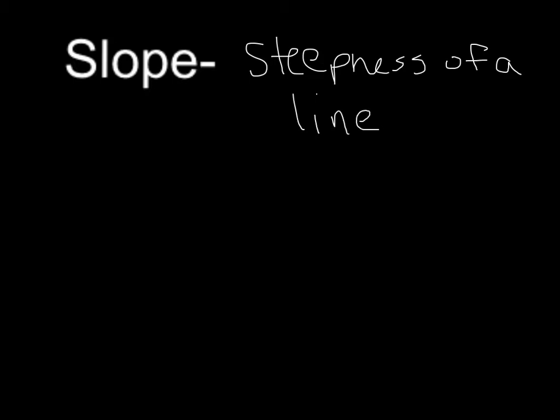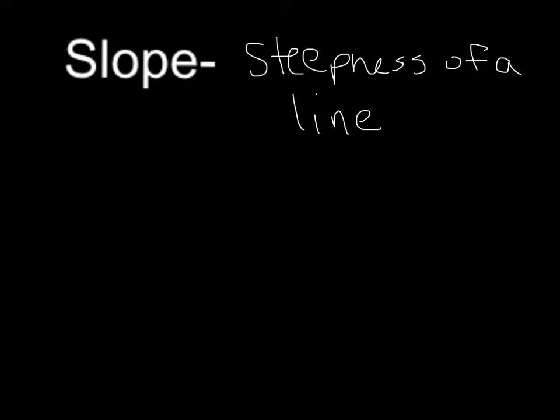Slope tells us stuff about lines. It tells us what I would call the steepness of a line, meaning how steep it is. It could mean that it's not steep at all. It could mean it's really steep. It could mean it's flat. It could mean it's straight up and down. So all those things we know about the line because of our slope.